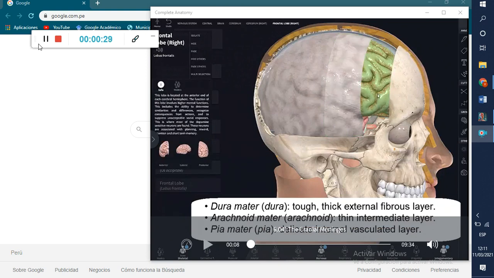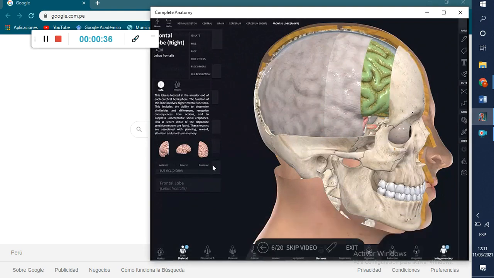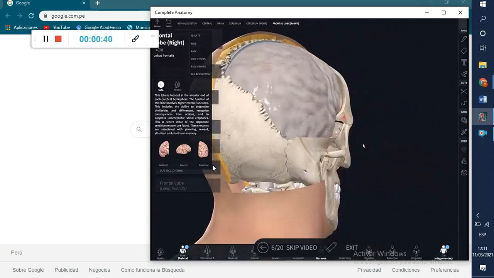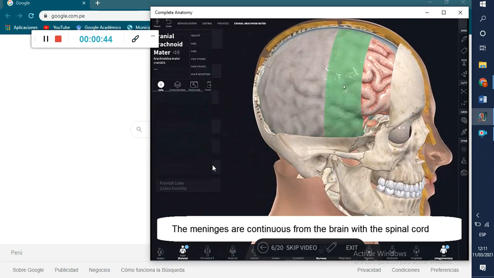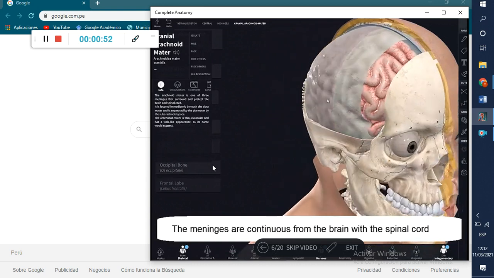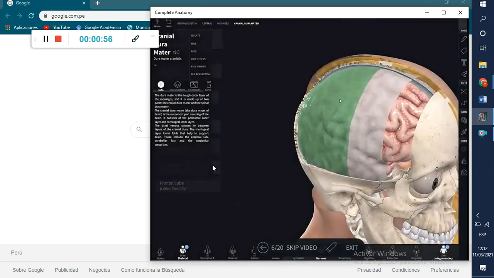It doesn't highlight separately here because the Pia is intimately adherent to the brain, but actually also posteriorly to the spinal cord. You cannot peel that off. The Dura and the arachnoid, however, you can peel off and remove from the rest of the brain and spinal cord.